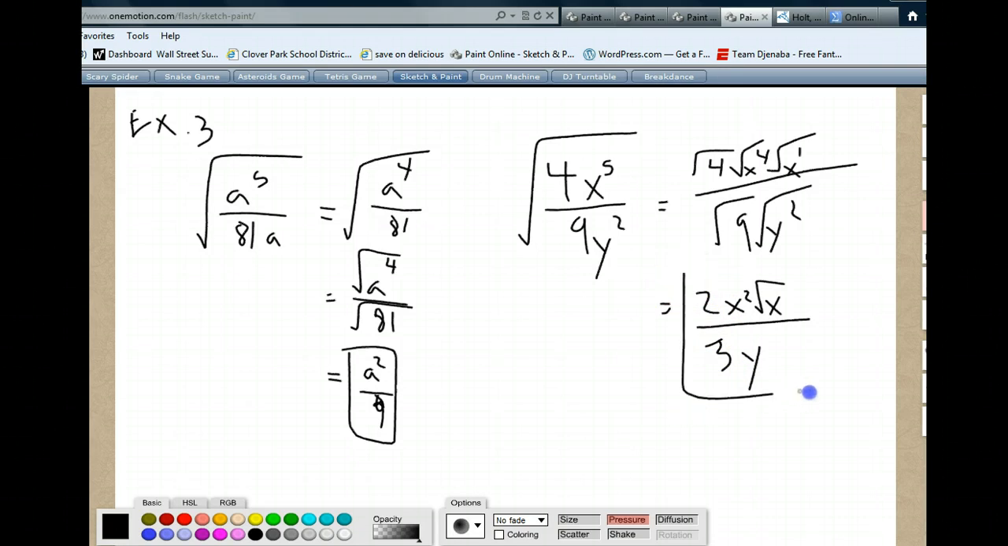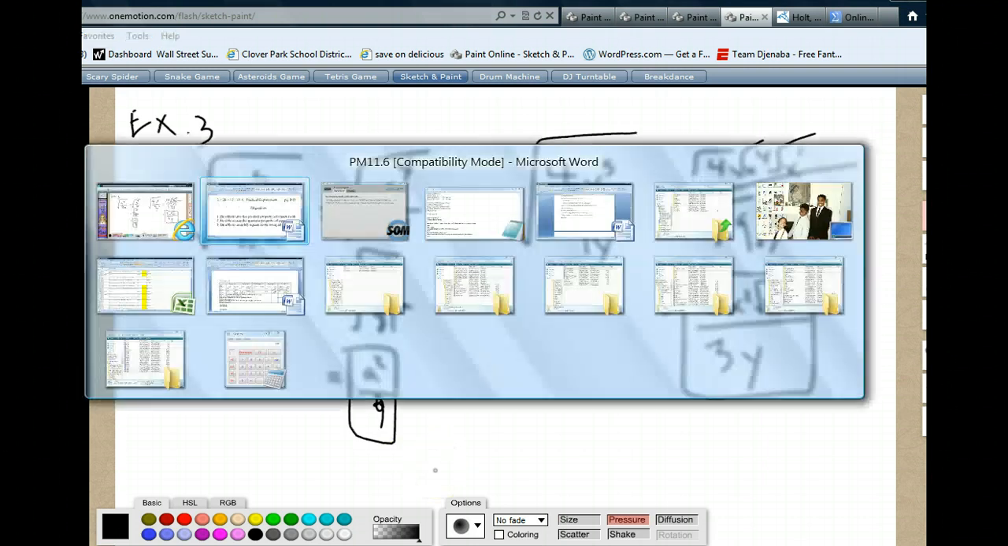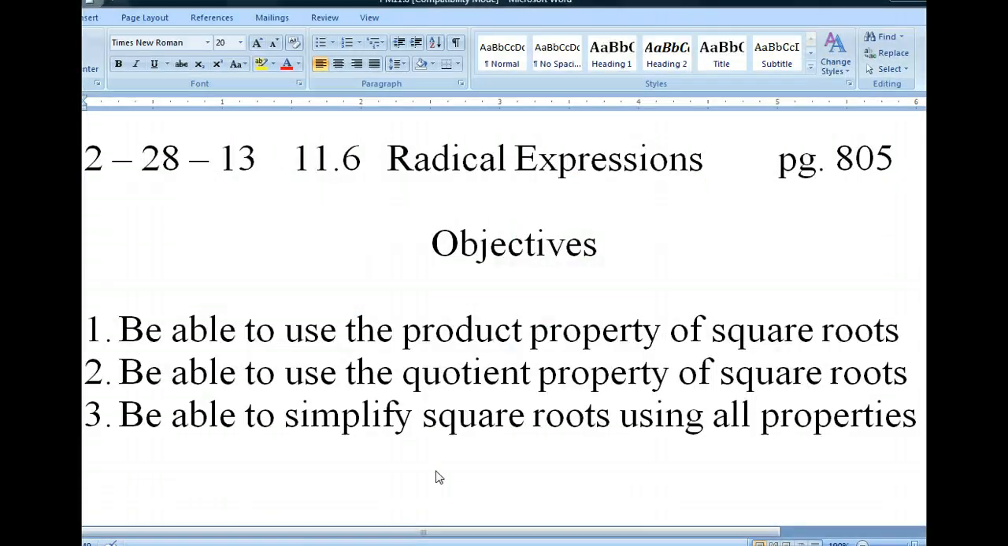Okay, try some check it outs. I hope this has helped you. Again, taking a look at the objectives. Be able to use the product property of square roots, the quotient property, and then that last example that we just did is throwing everything in together using all those properties that we learned. All right, good luck.